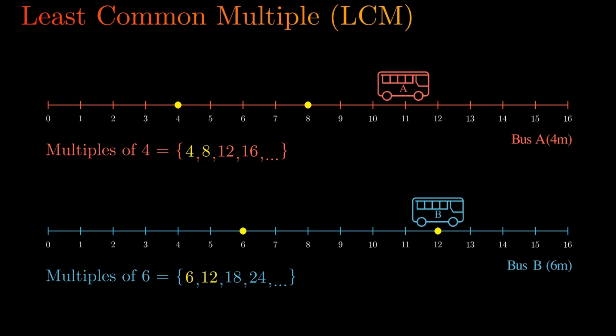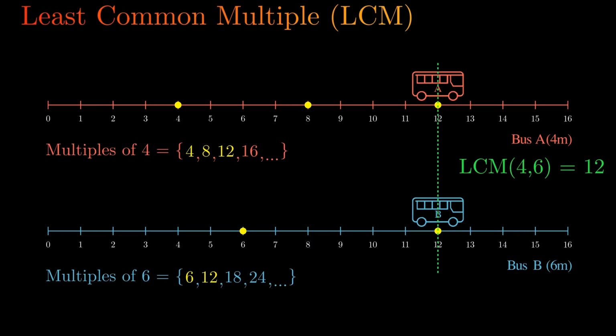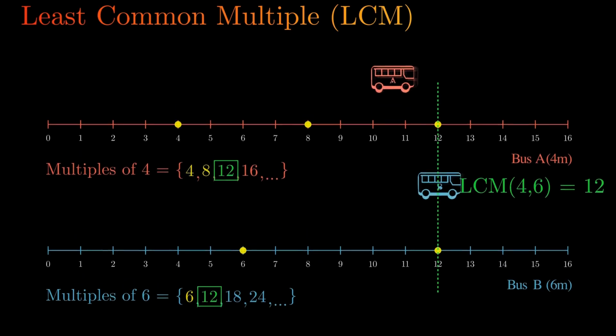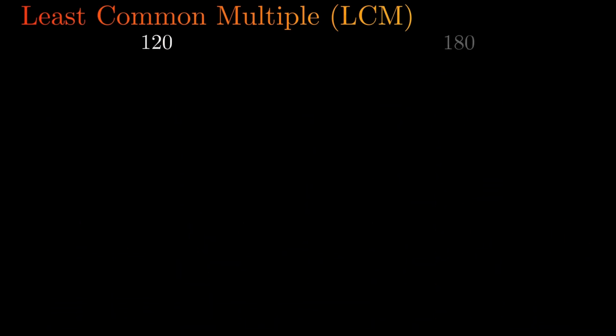The first number they match on is 12. That is the least, or smallest, common, shared, multiple. So the LCM of 4 and 6 is 12. But wait, what if we go back to those massive numbers 120 and 180? Listing multiples for those until they match would take forever.